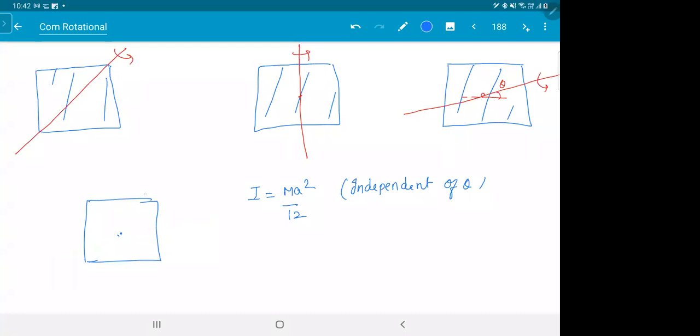Are you getting it? You want to cut it like this. If you see, this piece and this piece are equal, I'm not drawing it properly, but yeah. Does it make sense? That's why the moment of inertia is independent of theta. This is one important thing. Put it up. So this works for a square.